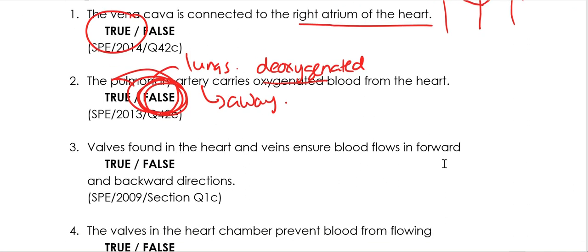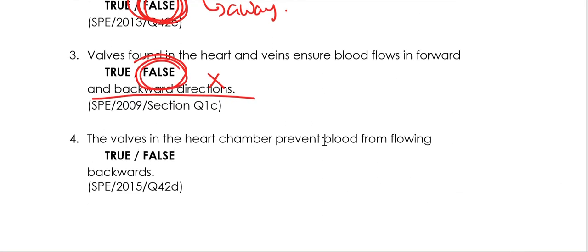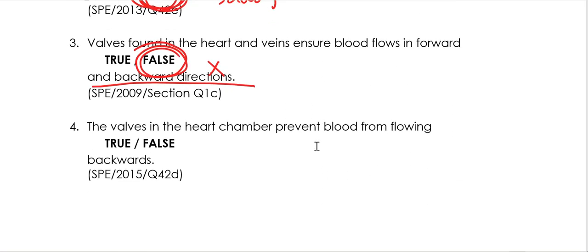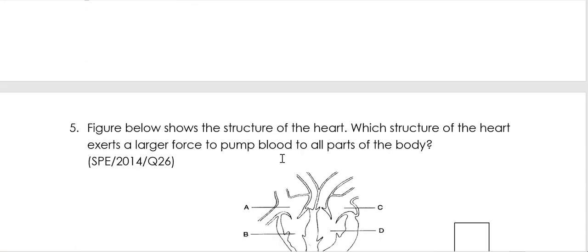Valves found in the heart and veins ensure blood flow forward and backward. That is incorrect. It only ensures it goes forward, in one direction only. So this is false. The valves of the heart chamber prevent blood from flowing backwards. That is true. So valves help to prevent backflow of blood.